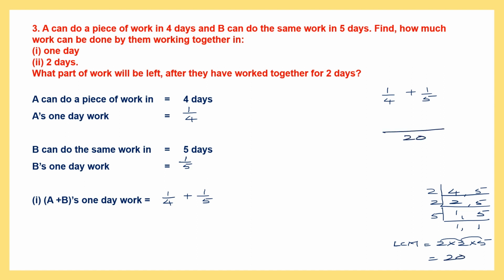Now let's find the new numerators. So 4 into 5 is 20. So 1 into 5 is 5 plus, next fraction denominator is 5. 5 fours are 20. So 1 into 4 is 4. So what do we have now? 5 plus 4 is 9 and the denominator is 20. So A plus B's 1 day's work is 9 by 20. So this is the first answer.